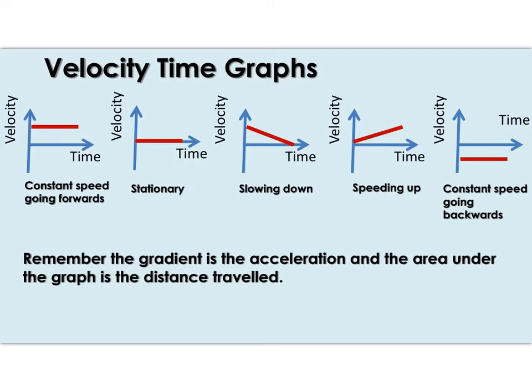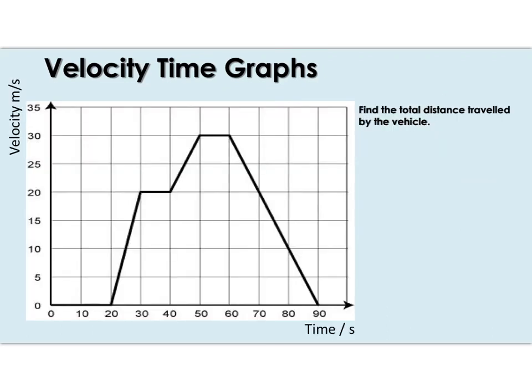Key things to remember about velocity time graphs is that if you calculate the gradient, you calculate the acceleration, but if you calculate the area under the graph, that is the distance travelled by the object. So we're going to look at this velocity time graph now. I'm just going to talk through the different sections.